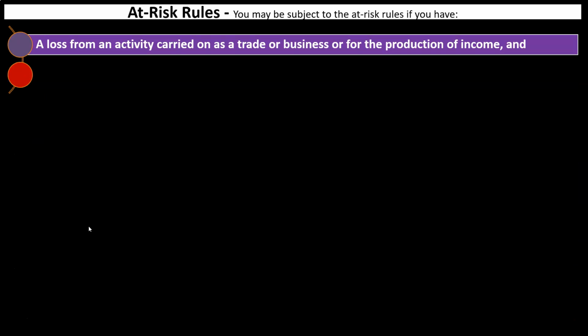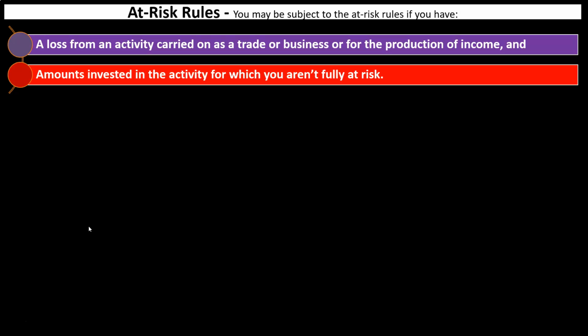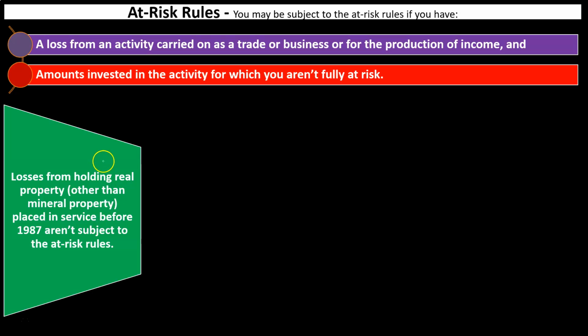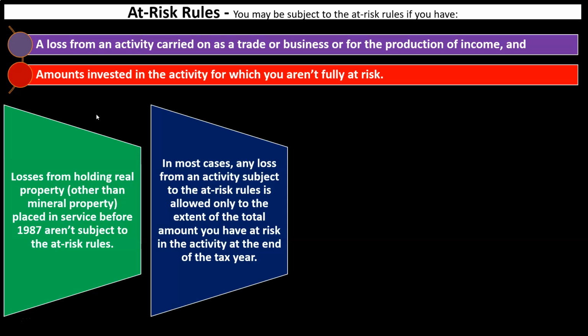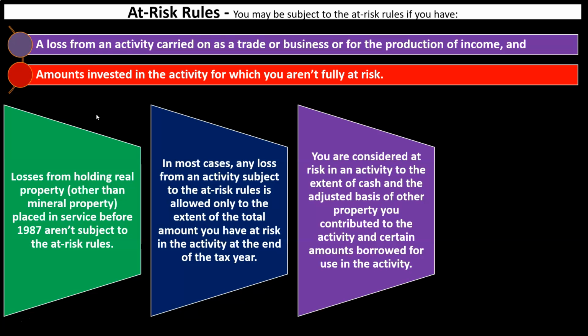So then we have the at-risk rules. You may be subject to at-risk rules if you have a loss from an activity carried on as a trade or business for the production of income and amounts invested in the activity for which you aren't fully at risk. So you're not the one taking the risk here, and that's what they're looking into. Losses from holding real property other than mineral property placed in service before 1987 aren't subject to the at-risk rules. In most cases, any loss from an activity subject to the at-risk rules is allowed only to the extent of the total amount you have at risk in the activity at the end of the tax year.